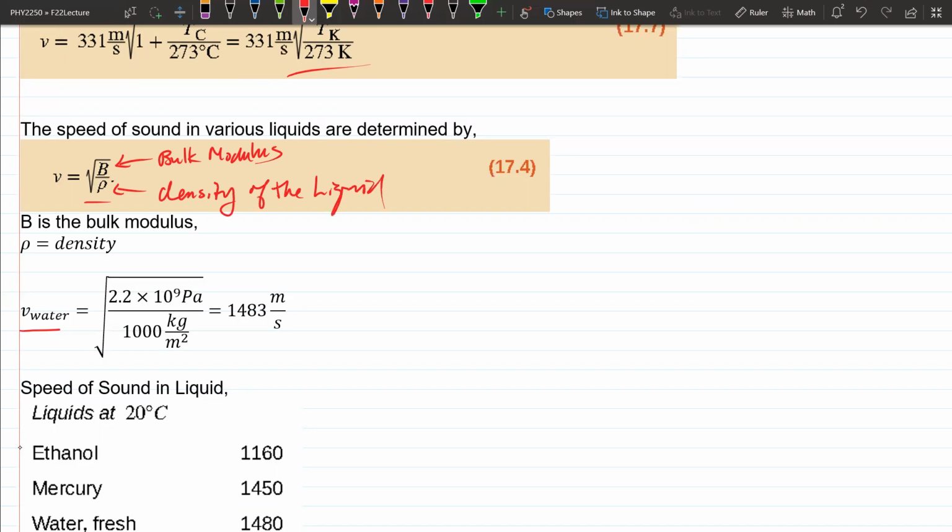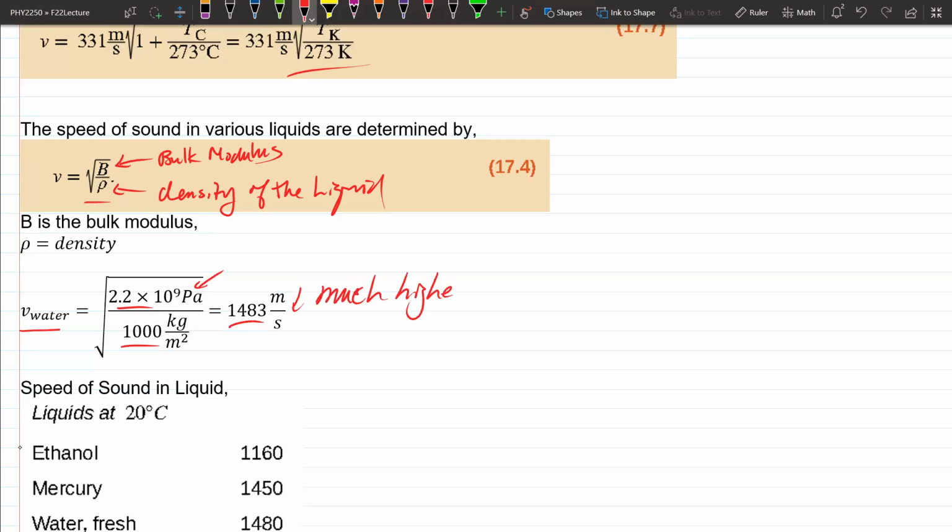Okay. As long as you plug all these numbers in SI units, right? For example, for water, the bulk modulus of water is actually 2.2 times 10 to the 9 Pascal. Remember, this is like a pressure unit. And then the density of water is approximately 1,000 kilograms per cubic meter. You have a cubic meter of water, it's going to have a mass of about 1,000 kilograms. You plug all these numbers in, you're going to get about 1,500 meters per second. Notice that the speed of sound in water is much higher.